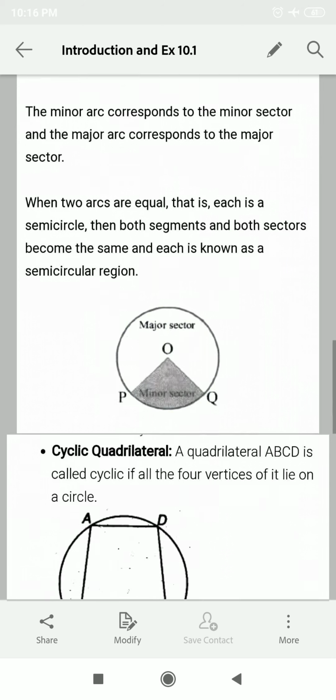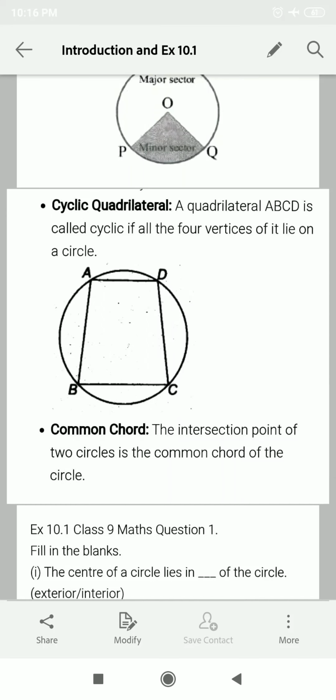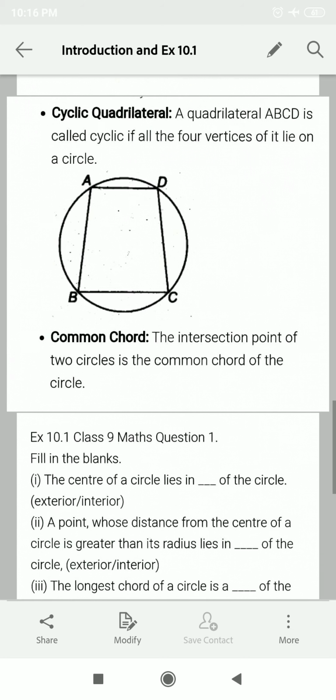Fine. So now we have the cyclic quadrilateral. A quadrilateral ABCD is known as cyclic if all the 4 vertices lie on the circle. So that is ABCD, all the points lie on the circle. If we join them, we will get a quadrilateral. This quadrilateral is known as a cyclic quadrilateral. Now we have a common chord. If we have 2 circles and they intersect somewhere, and we join those 2 intersection points, that is known as the common chord of the circles.